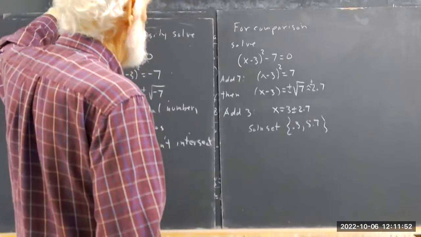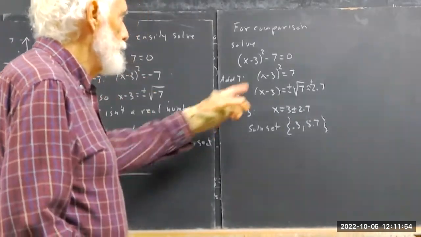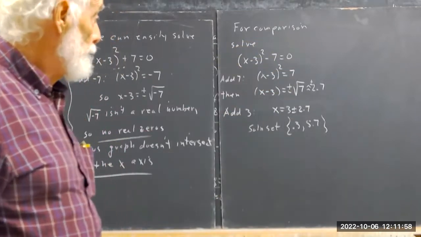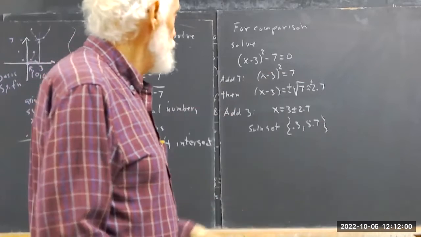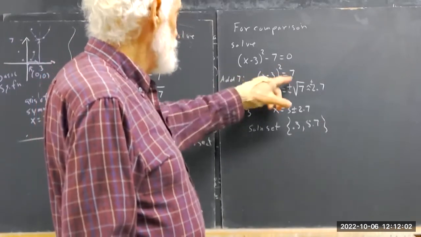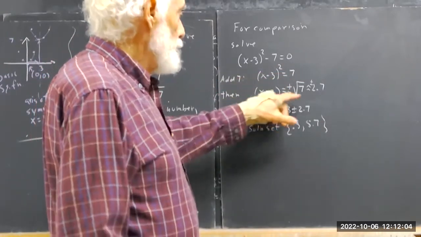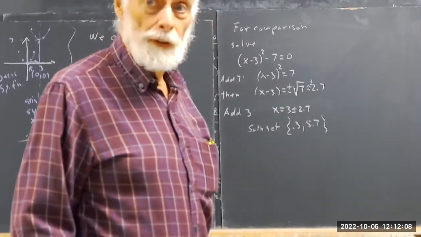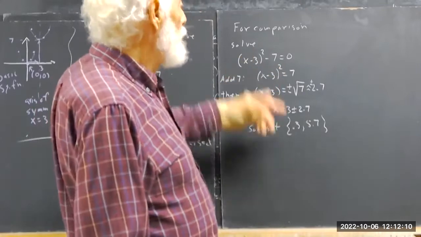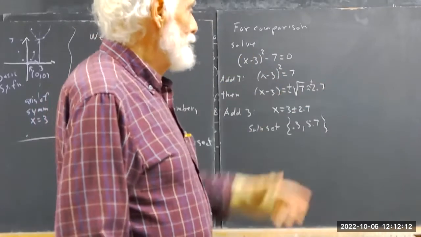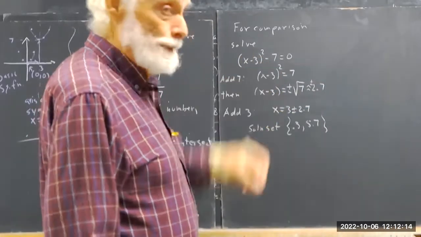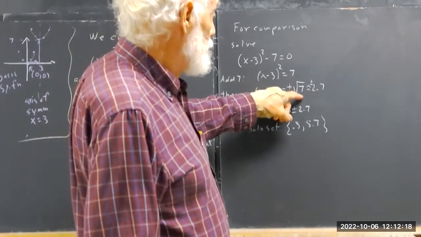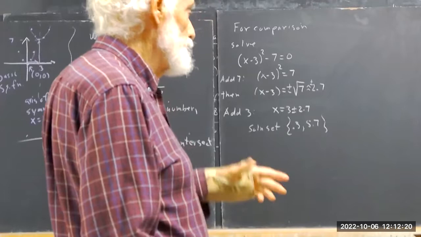Okay, taking off on this a little bit for comparison, we're going to look at (x minus 3) squared minus 7 equals 0. So we add 7 to both sides, and we get (x minus 3) squared equals 7. Take the square root of both sides, remembering that it's a plus or minus, because when you square the negative square root of 7, you still get 7. So we get plus or minus the square root of 7, which is plus or minus 2.7 roughly.